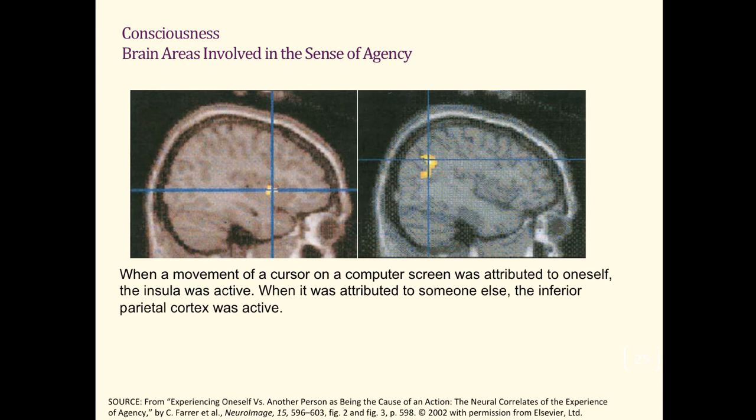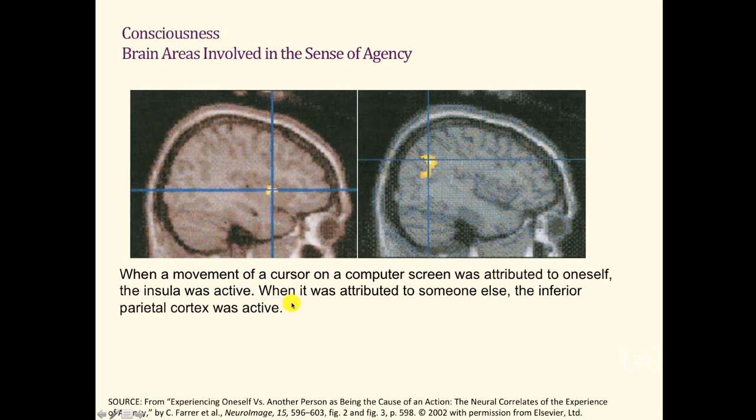Now, another aspect of consciousness involves our sense that we are in charge of our actions, that we are the ones responsible for them. We can think of that as a sense of agency. In this case, brain imaging was done when a movement of a cursor on a computer screen could be either controlled by the person or not. When it seemed that the individual was controlling that cursor, and they attributed the cursor's movement to their own actions, the insula became active.